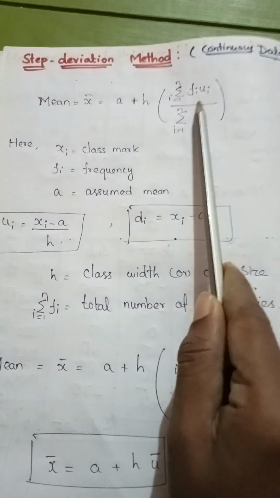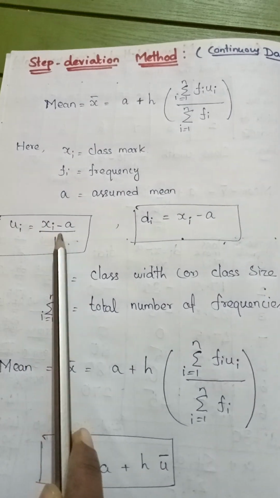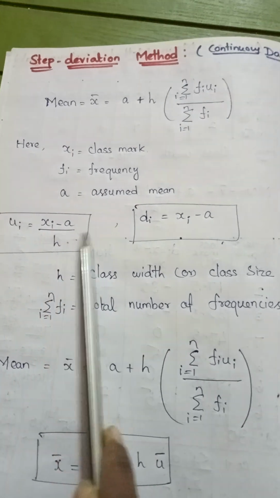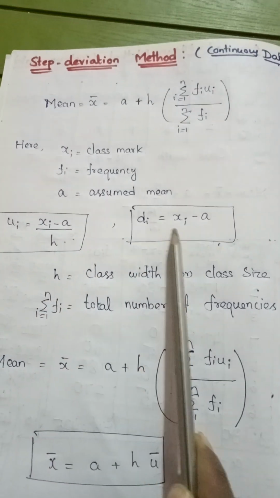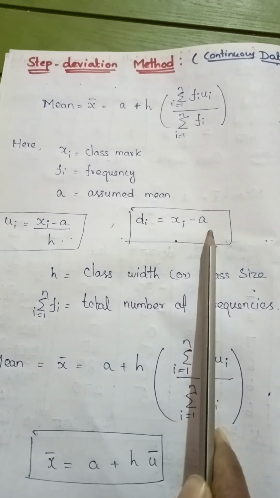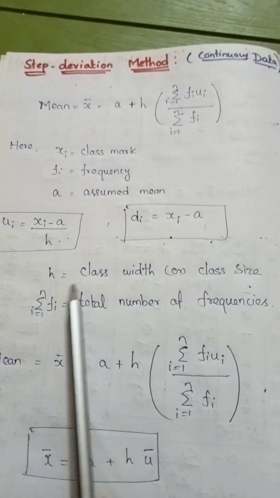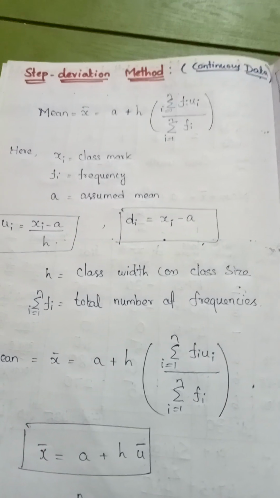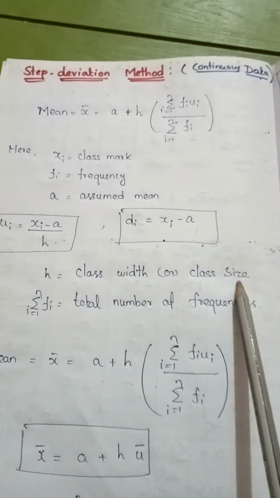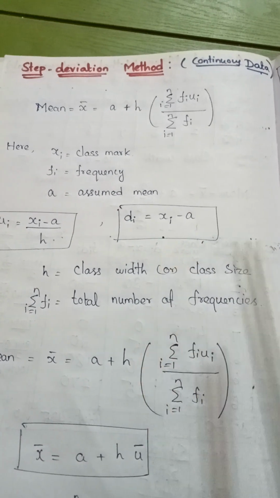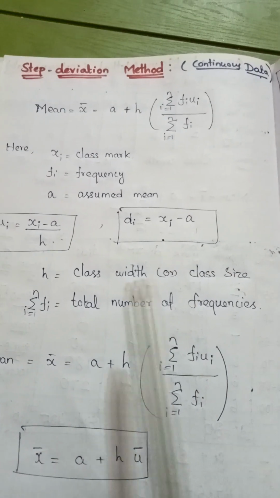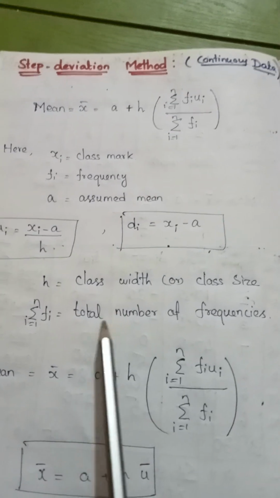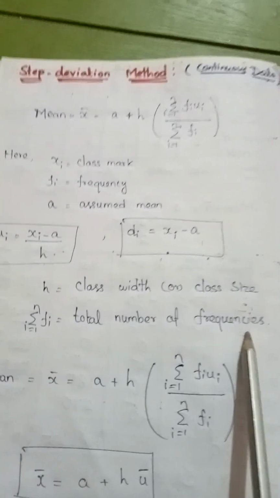Next one, ui is there. ui equals xi minus a divided by h. Here, xi minus a is di. di equals xi minus a. Okay. Here, h equals class width or class size. You know what is the class width? Class width formula is upper class limit minus lower class limit. Next one, summation i equals 1 to n of fi. This one is the total number of frequencies.